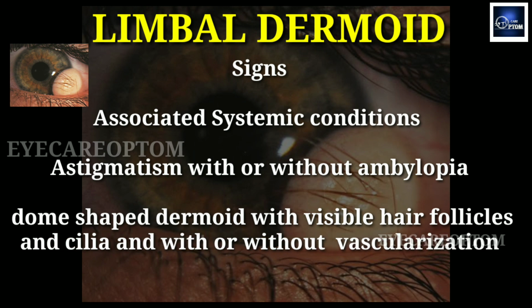Since this condition is congenital, they can present with or without amblyopia. Third one is the dermoid will be dome shaped with visible hair follicles and cilia, and with or without vascularization.